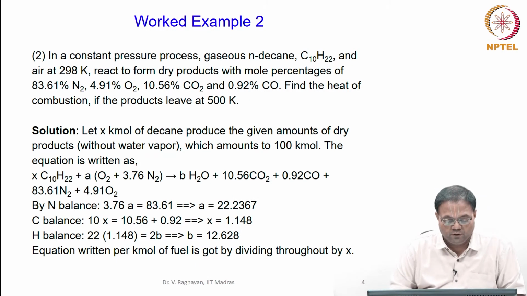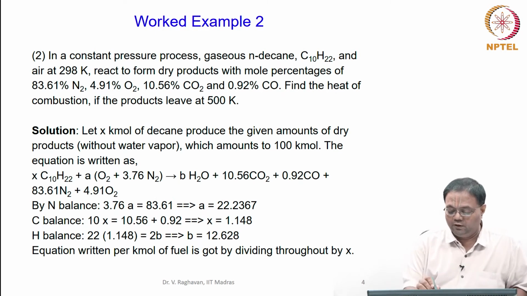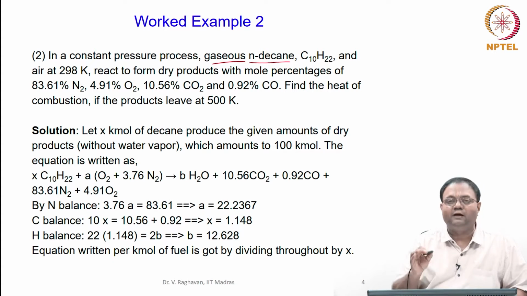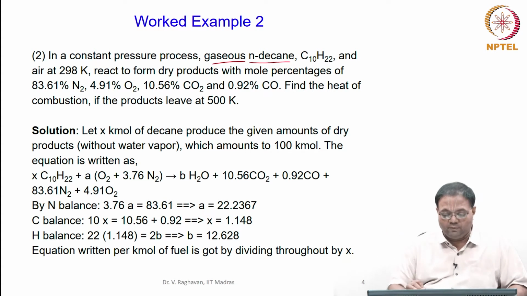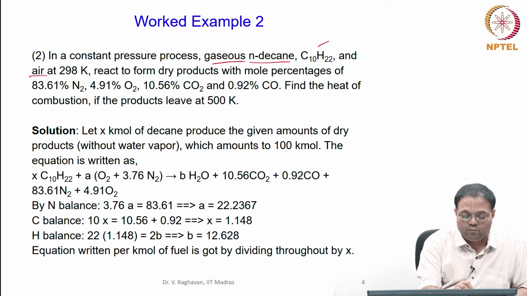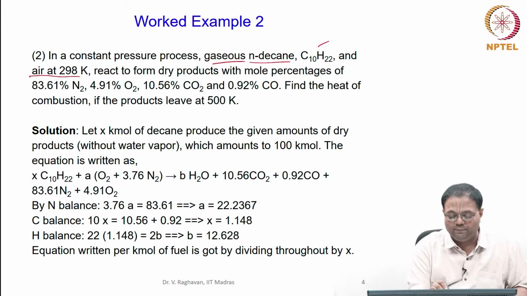Okay, second example, in a constant pressure process, gaseous n-decane. Please understand that normally n-decane will be in liquid state at atmospheric conditions, but if you pre-vaporize it by heating it or anything, you get gaseous n-decane that is fed to the combustion chamber. So this gaseous n-decane and air, both at 298 Kelvin, react to form dry products.